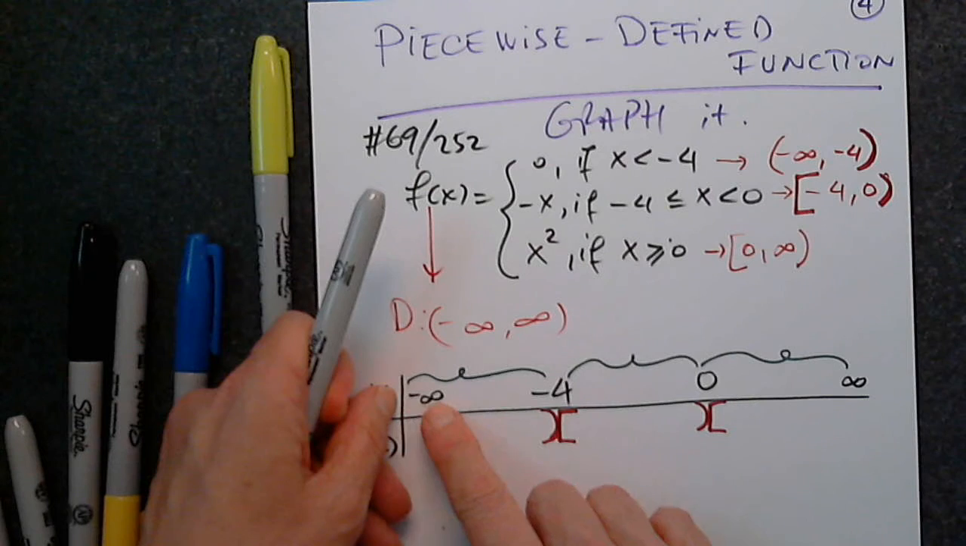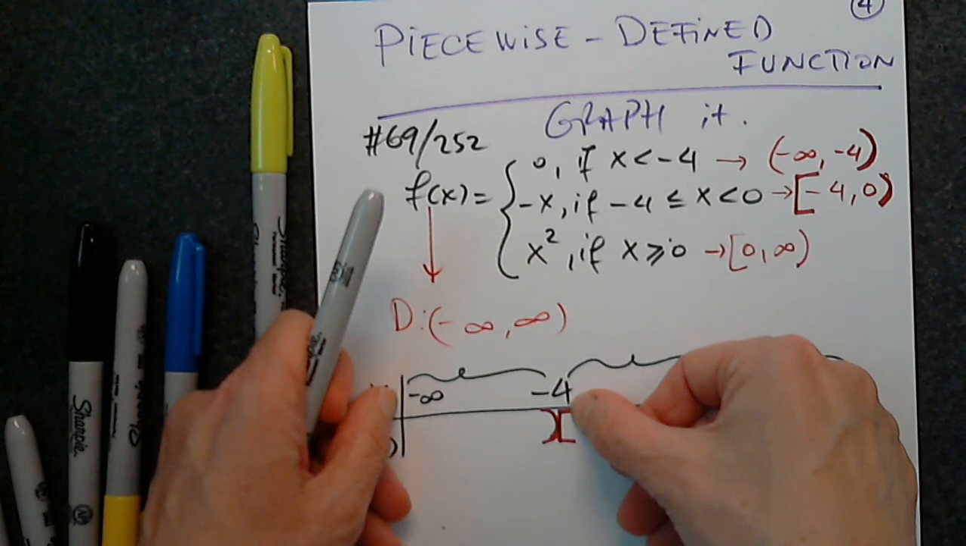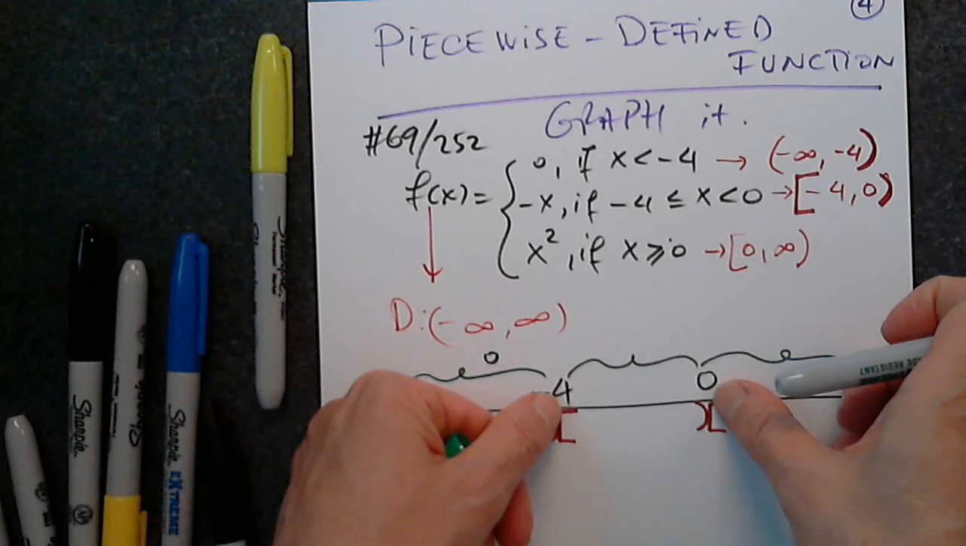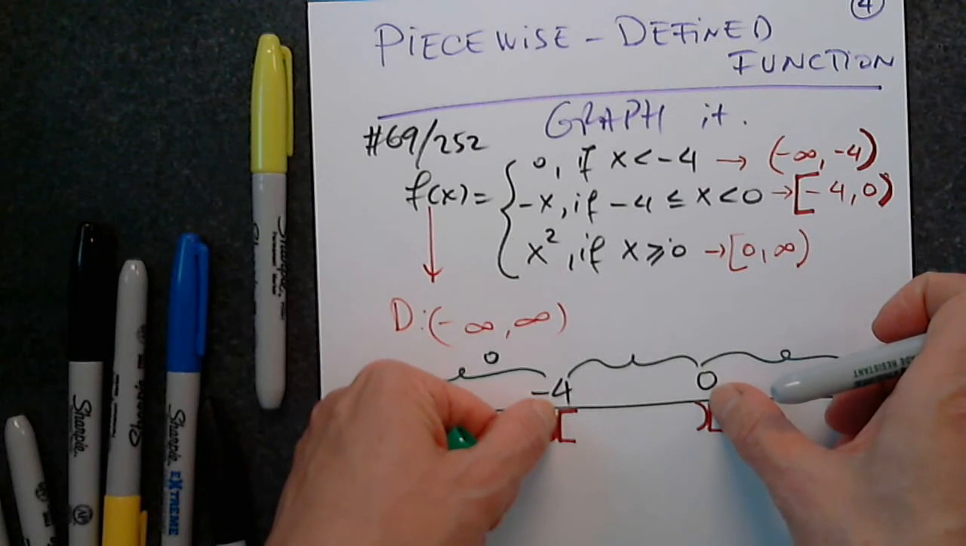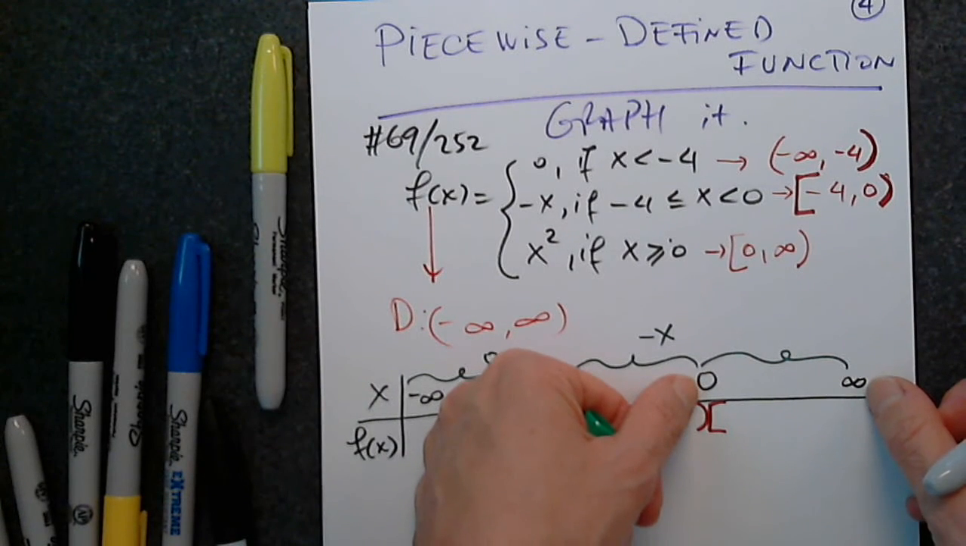For x values between -infinity and -4, I will be using which function? We have 0. Which function will I be using for x between -4 and 0? Very good, awesome. And now which function will I be using between 0 and infinity?